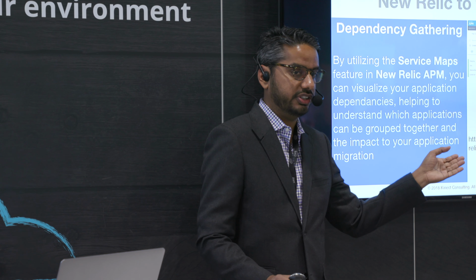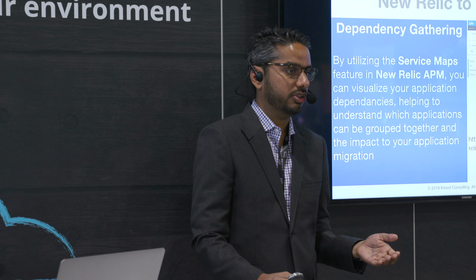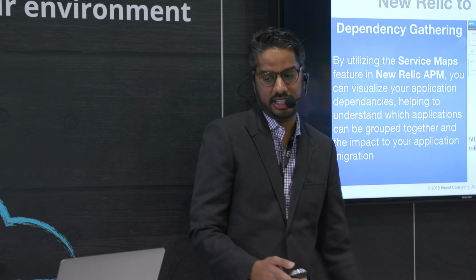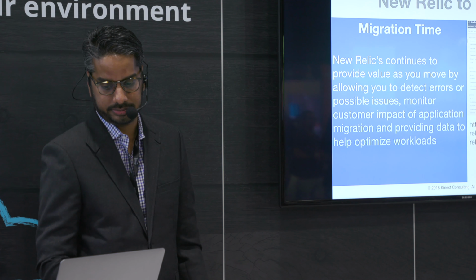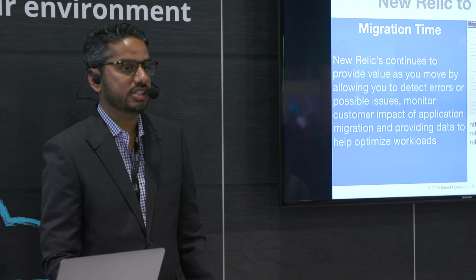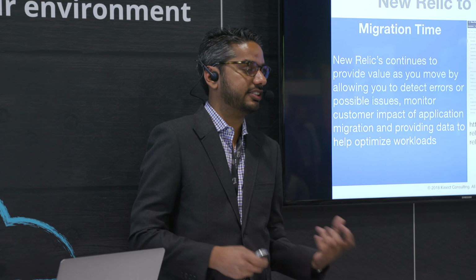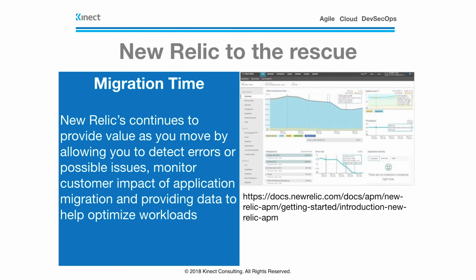I wouldn't know this very easily just by looking at the app. This is where this gives me that information and just makes it that much easier. So once I can have that data, I can classify those applications and start the migration process. But that's not where New Relic's feature set stops.